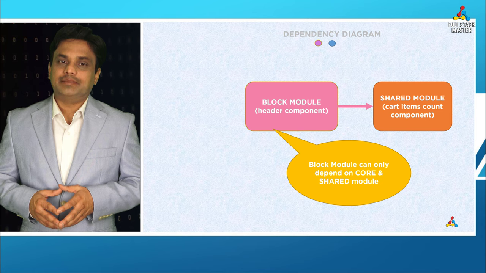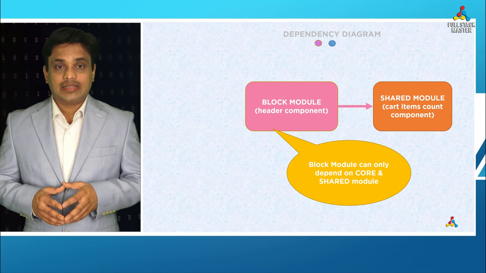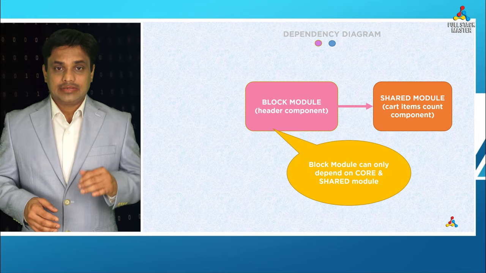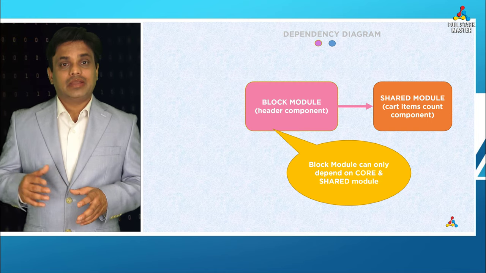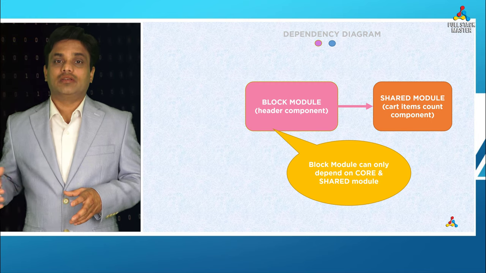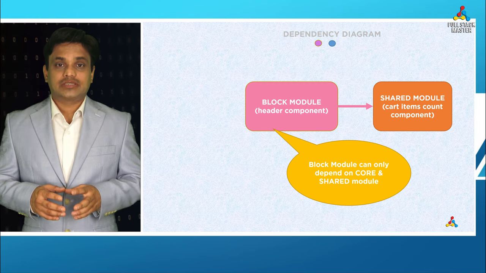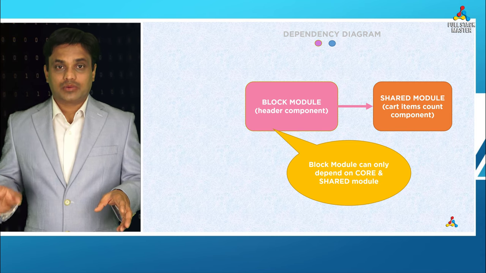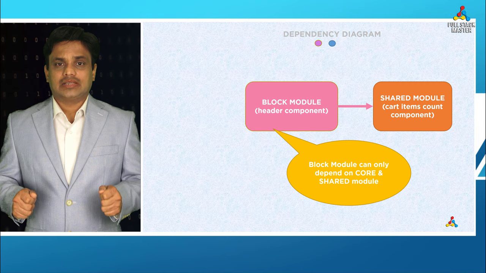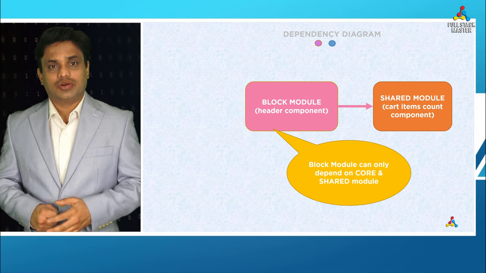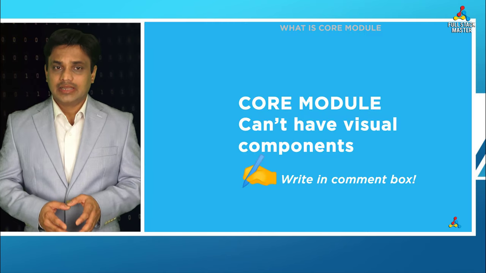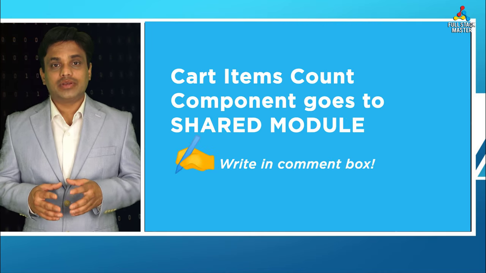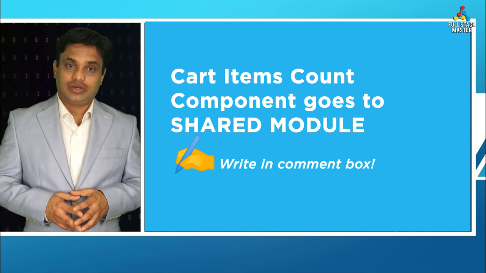If you notice this dependency diagram, you will find that the block module, where we have our header component, can depend on the shared module and it can depend on the core module. It cannot depend on a feature module. Therefore, the cart items count component should be in either the shared or the core module. Then let me ask, why can't I put it into the core module? The answer is that the core module cannot have visual components. Hence, our component goes to the shared module only.